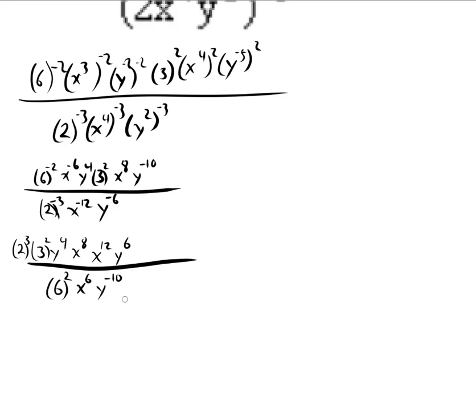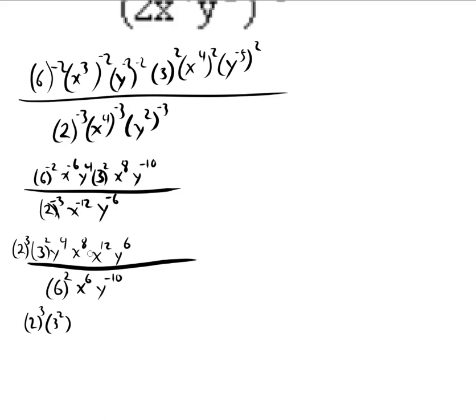Now I'm going to do my quotient rule. So I have 2 to the 3rd, which I'm just going to leave like that. 3 squared. This is y to the 4th, and there's a y to the negative 10 here. So 4 minus a negative 10. This is very important. 4 minus a negative 10.